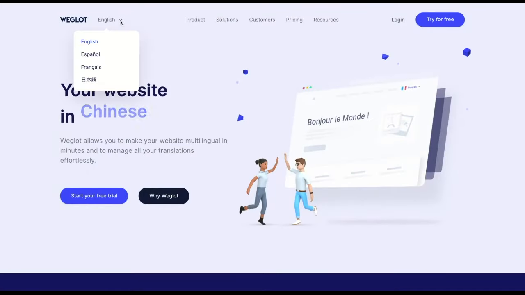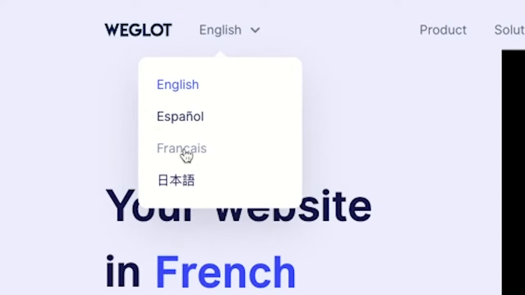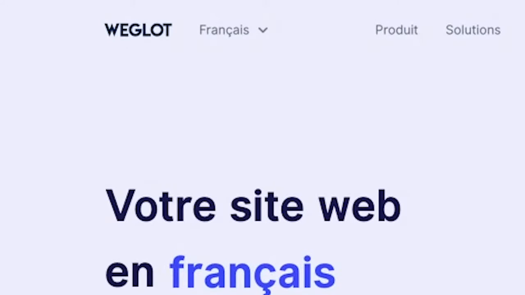And another important point is to refer to language options in their native language. What do we mean by this? Well, for example, instead of saying French, say Français. This way your visitors will feel acknowledged and welcomed.